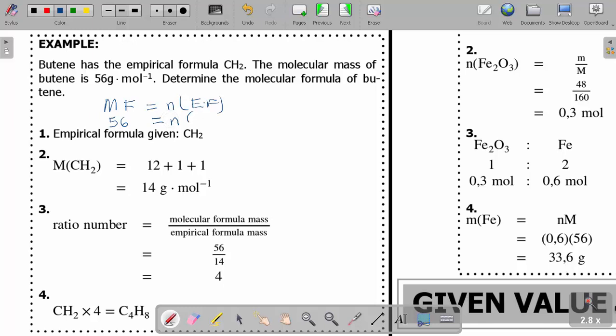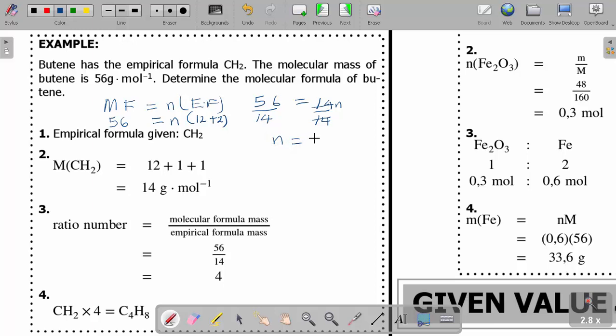What's our empirical formula? This is C and H2. Now C has how many grams? That is 12. What about H2? That's 2. In this case I'm going to have 56 equals what? What is 2 plus 12? It's going to be 14n. So divided by 14, after dividing by 14, I'm going to get my n to be what? Calculators, what do you get?